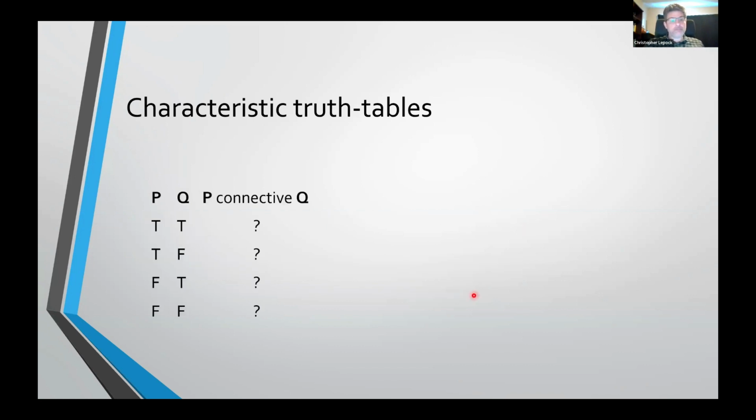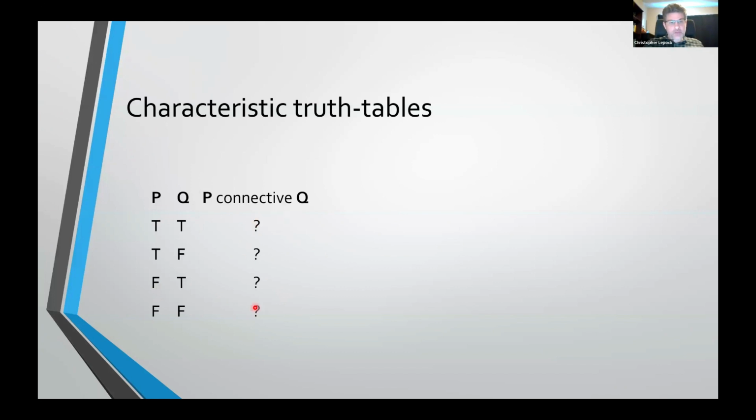So they look like this. First of all, remember that P and Q here are meta variables that can stand for any sentence of SL, because they're in boldface. Over here, these are the four possible combinations of truth values that P and Q could have: both true, both false, P is true and Q is false, P is false and Q is true. Those are the only four possible combinations.